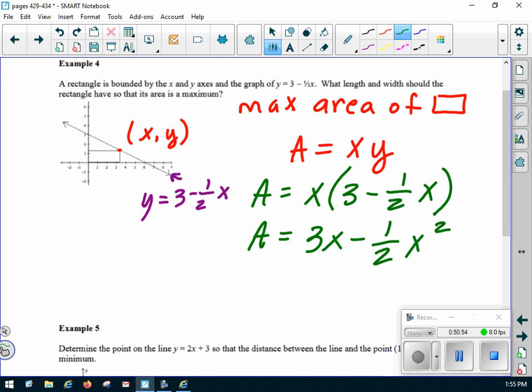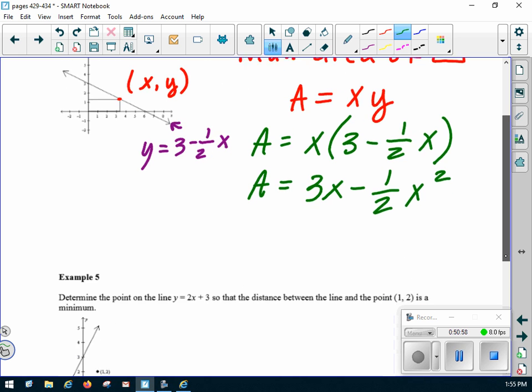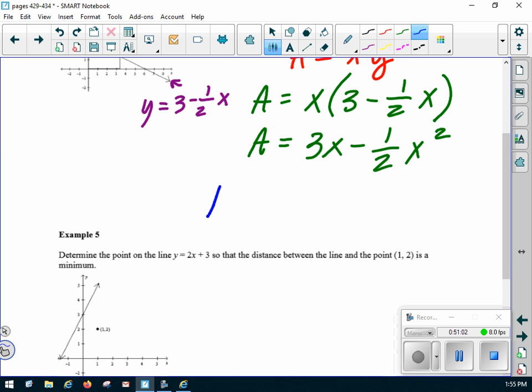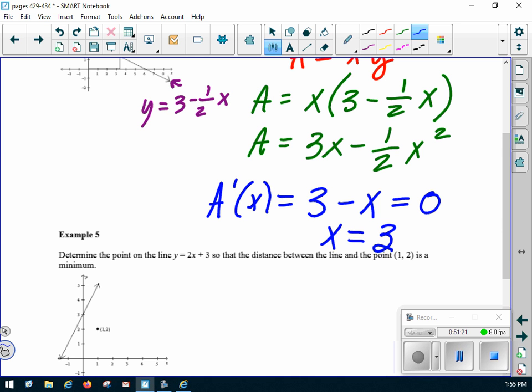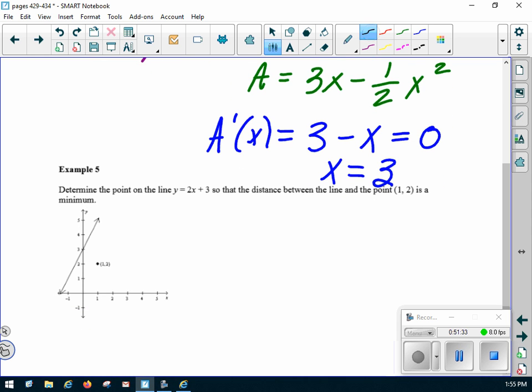3X minus 1 half X squared. So A prime of X, and notice I put X in now because that's my only variable. Well, daggum. Is that one that easy? What's X? Then divide by negative. You subtract 3. If X is 3, 1, 5.